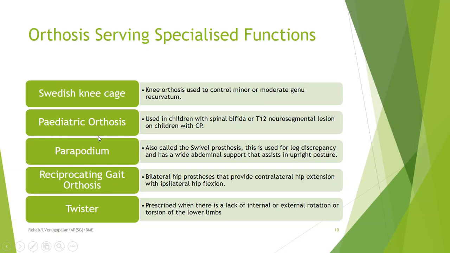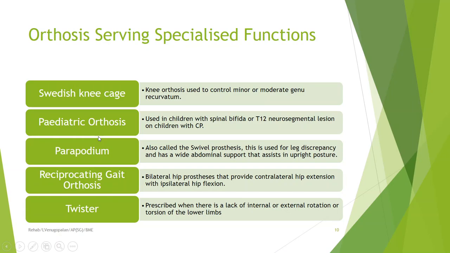Then you have parapodium, which is also called a swivel prosthesis. It looks like a cross trainer. So you have abdominal support which holds the patient in upright position, and it allows the person to walk properly, like crisscross walking. Then you have reciprocating gait, which is the crisscross walking. Parapodium is a support that would hold your posture upright. Then reciprocating gait orthosis is one that is a bilateral hip orthosis that provides contralateral hip extension with ipsilateral hip flexion.